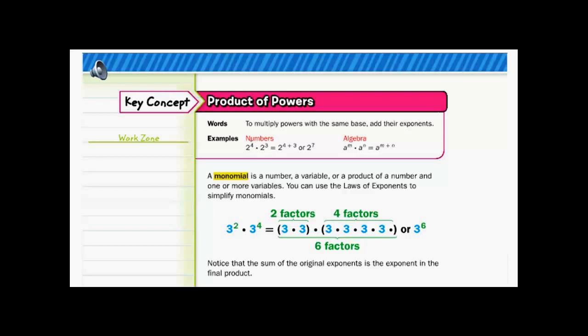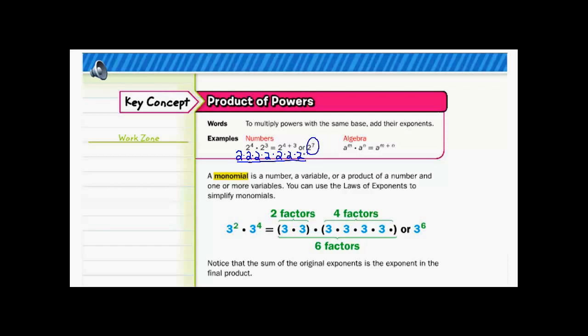If you have 2 to the 4th times 2 cubed, how many of those do you actually have? So 2 to the 4th is going to be 2 times 2 times 2 times 2, and we're going to multiply that by 2 to the 3rd, which is 2 times 2 times 2. So how many of those do you actually have? 1, 2, 3, 4, 5, 6, 7. So 2 to the 7th.